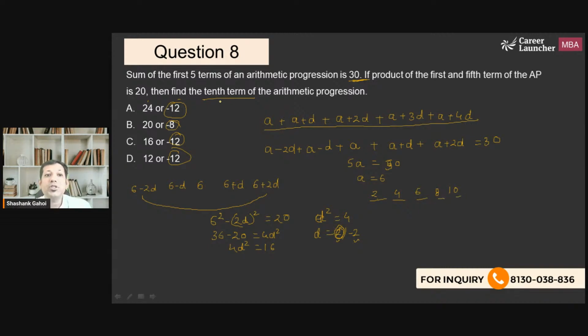And the question is talking about the 10th term. I am not going to use any formula. Which is the 10th even number? That is going to be 20. Direct, my answer is going to be 20. And that's going to be my option B. I don't need to calculate anything in this question.